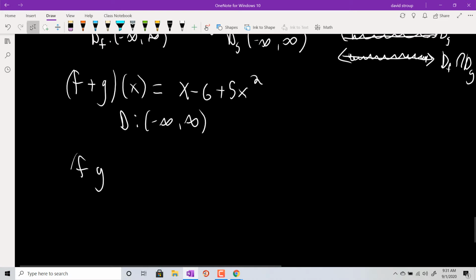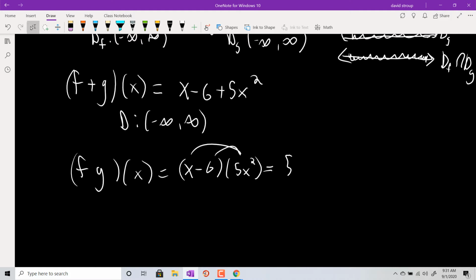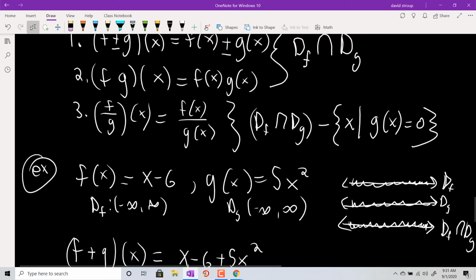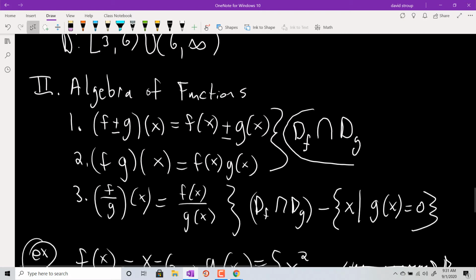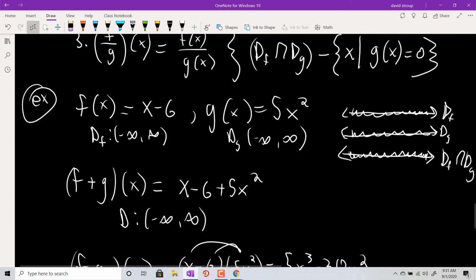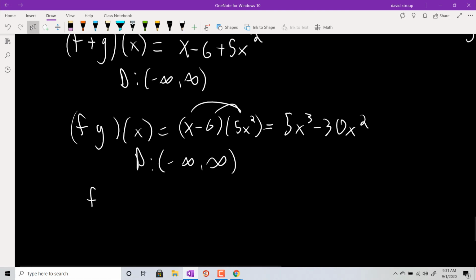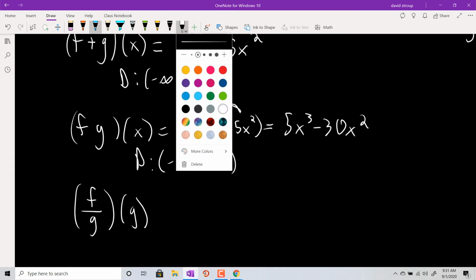f times g of x is going to be x minus 6 times 5x squared. And they're going to want you to multiply it out and simplify it. So distributing, we get 5x cubed minus 30x squared. Again, it's the same domain of the intersections, negative infinity to infinity. So once you figure out this thing here, you kind of know the domain for most of the types of resulting functions that you can create, except for that division issue. Okay, so if you have f divided by g of x, not g.